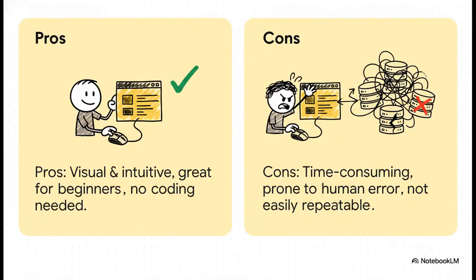And look, this method is awesome. It's super visual, it's intuitive, it's perfect if you're just learning or just need one server for a quick test. But what happens when you need to build a second one, or 10, or 100? Suddenly, the problems just jump right out at you. It's so slow, you're bound to misclick something eventually, and it's basically impossible to repeat perfectly every time.